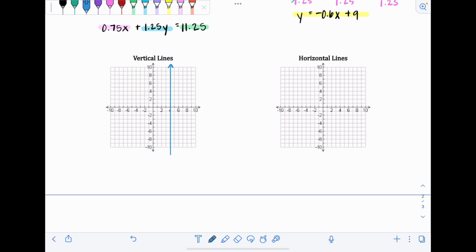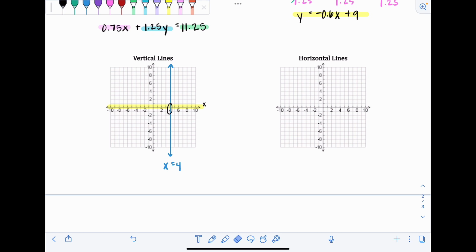And then if I wanted to write the equation of this line, there's a couple ways that you can approach it. One is you can look at where the line crosses the x-axis. Remember that this is the x-axis, and it crosses the x-axis at 4. So that's actually the equation of the line. The line would be x equals 4. So it crosses the x-axis at 4. The equation of the line is x equals 4.